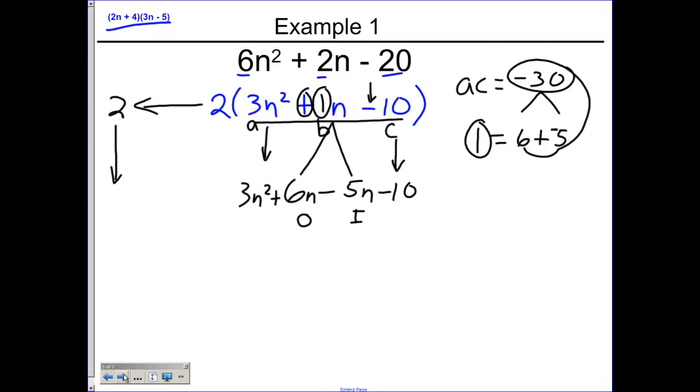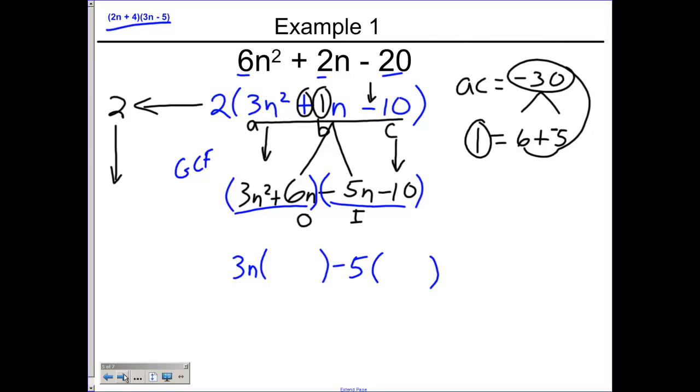The next step is to group these, the front two and the back two. And then I'm going to find the GCF of each group. This first group here has a greatest common factor of 3n, so I'm going to factor out a 3n on it. This next group here has a greatest common factor of -5, so I'm going to factor out a -5. Now I got to determine what's left over inside after I factor out the -5. Well, the first one I'll have an n and a +2 left over. And the second one I'll have an n and a +2 also.